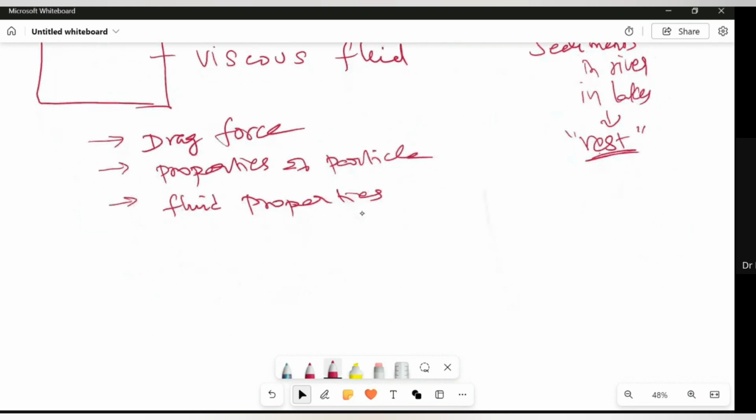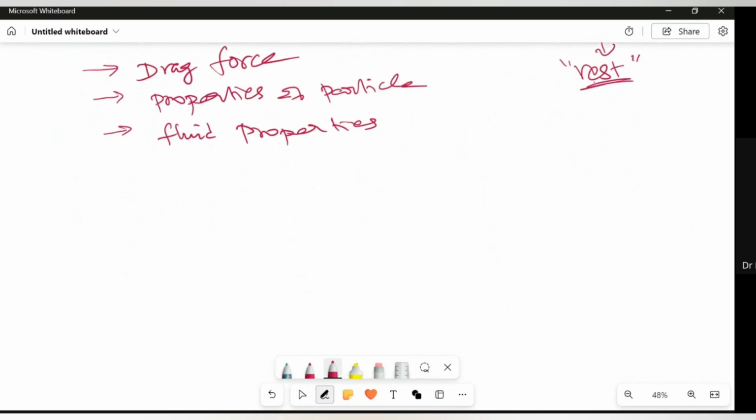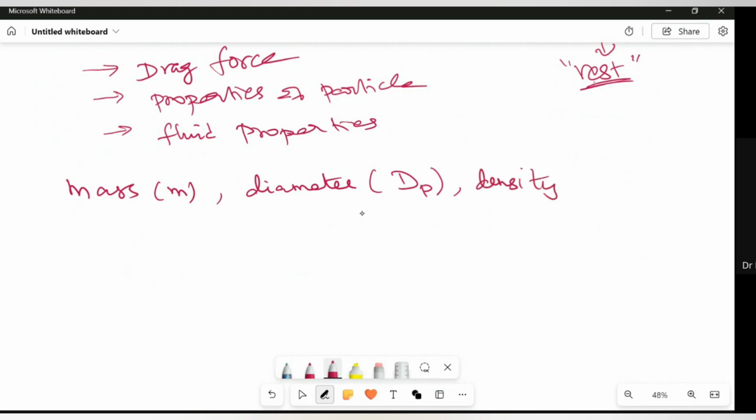So what do you mean by particle properties? We know that the particle will have a mass, let us say m. The particle will have a diameter, as we have assumed it to be a spherical particle. The diameter of the particle is dp, and this particle will have a mass density, the density of the particle, rho with subscript p. All the subscript p refers to particle.